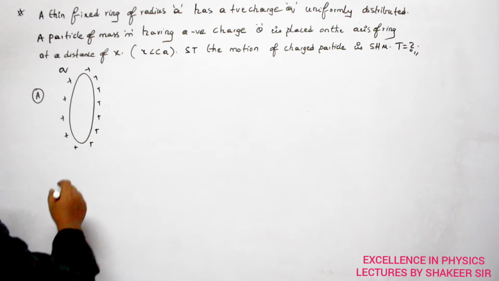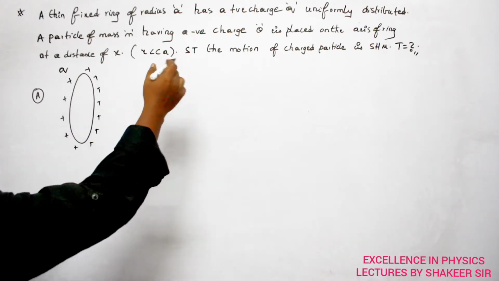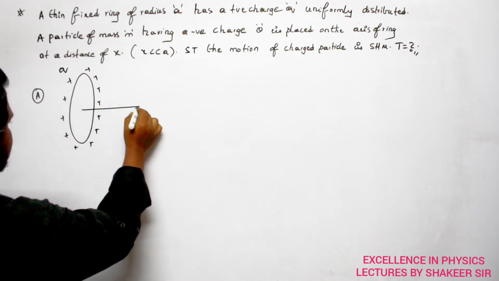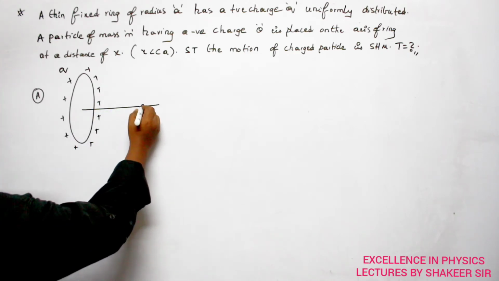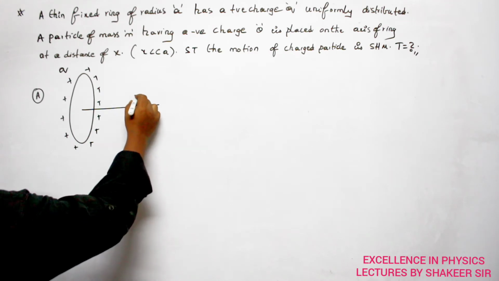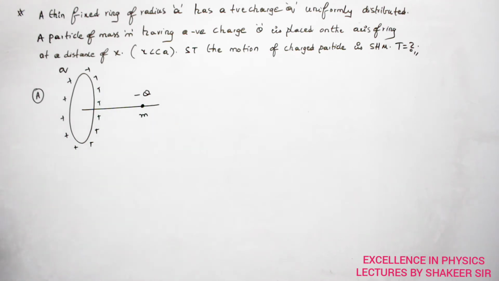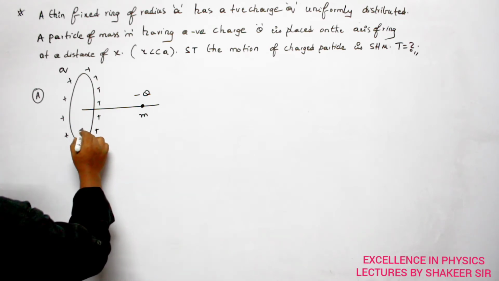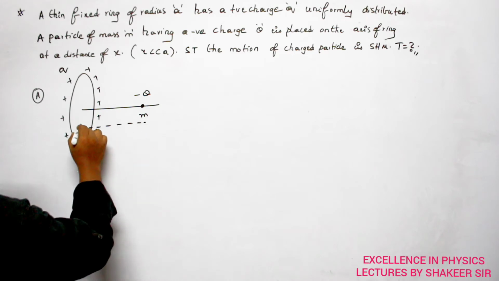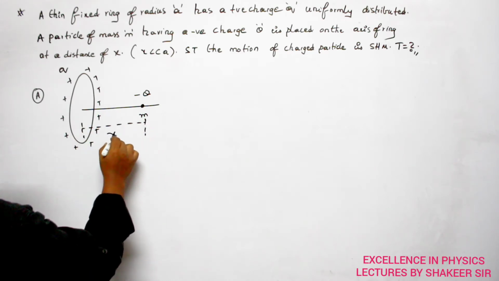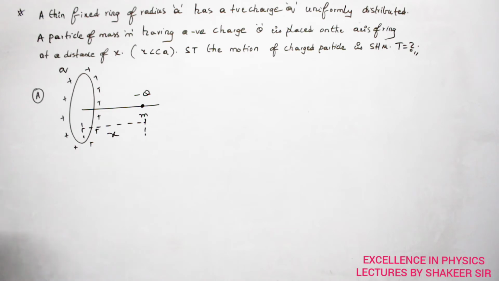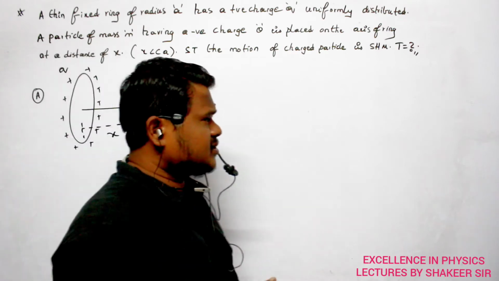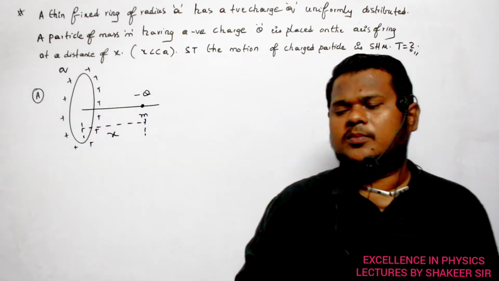So a particle of mass m having a negative charge Q is placed on the axis of the ring. So this becomes the axis of the ring. Somewhere here a particle of mass m with a negative charge of minus Q is placed at a distance of x. X means from where? From the center of this ring. This distance is x. So the particle is present here. Then we have to show that the motion of this charged particle is simple harmonic.